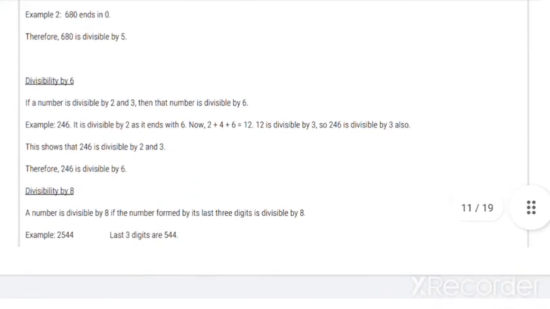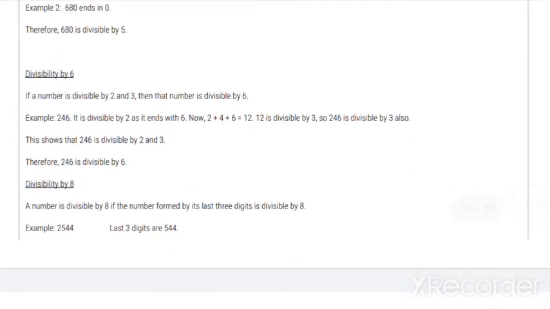Next children, divisibility by 6. If a number is divisible by 2 and 3 both, then that number is also divisible by 6. Like for example, 246, if you see, this given number is divisible by 2 and 3 both. So children, we can say 246 is also divisible by 6.